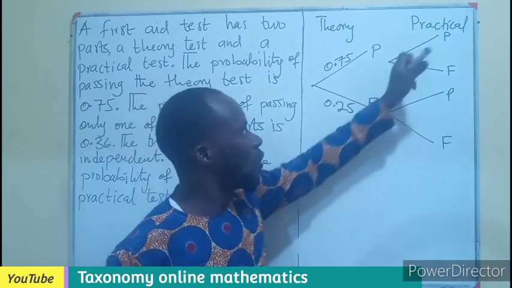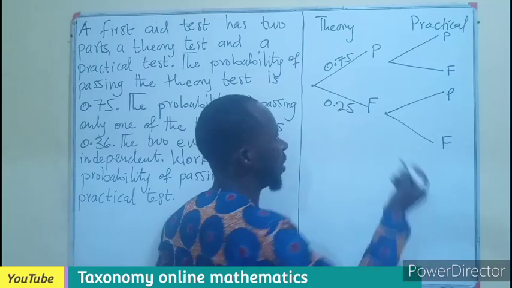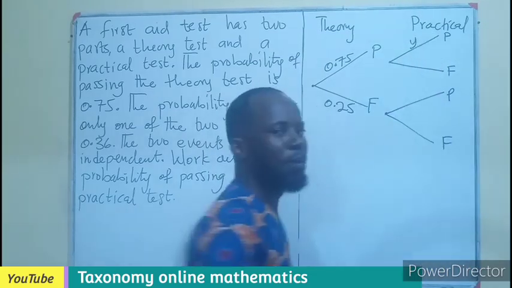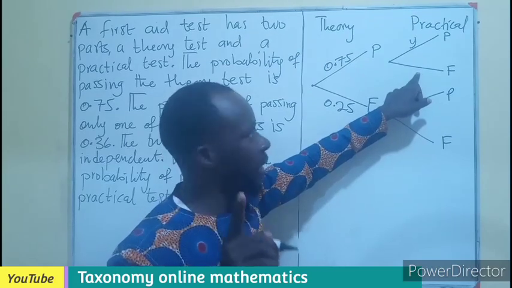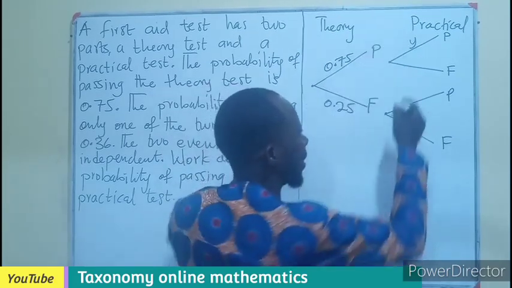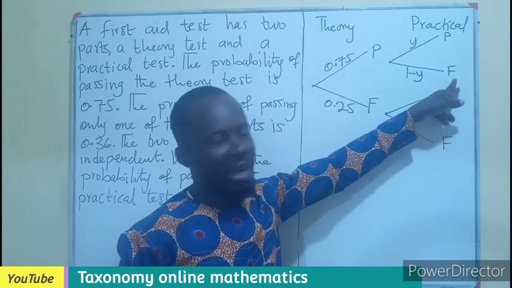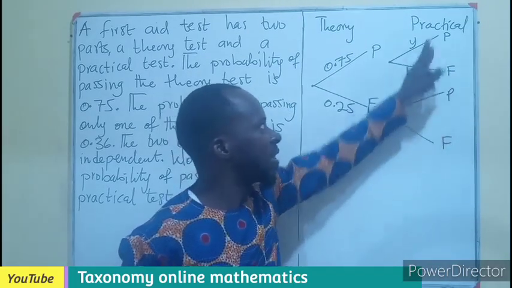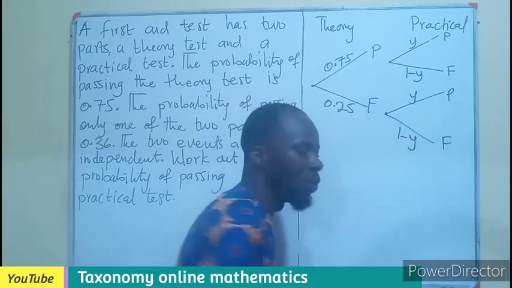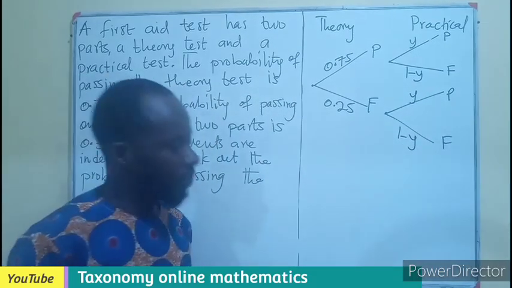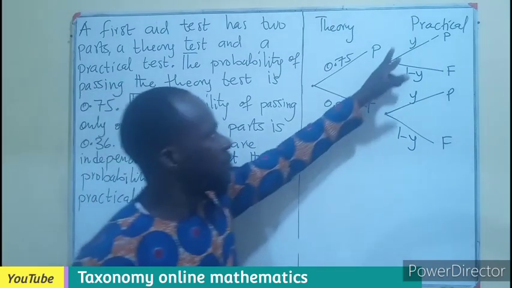So now we need to know the probability of passing the practical, which we don't know. So let's use a variable. Let's say y. The y plus this should sum up to 1, meaning 1 minus passing will give us the failing. And this is also passing the practical, so that will also be y. Then 1 minus y will be the other branch. Now, what we are looking for is the value of y.